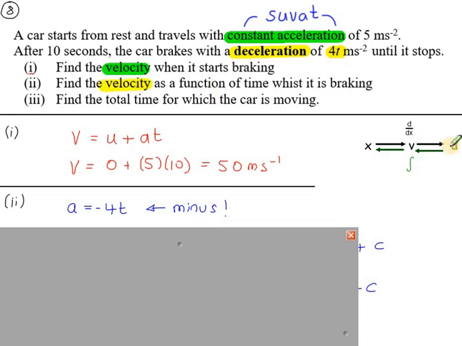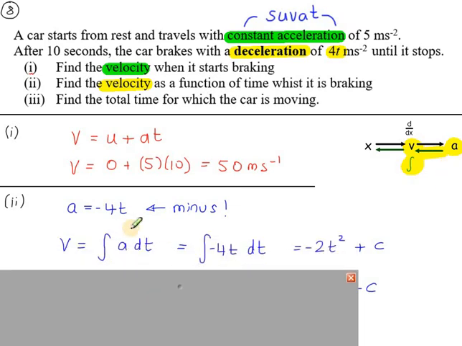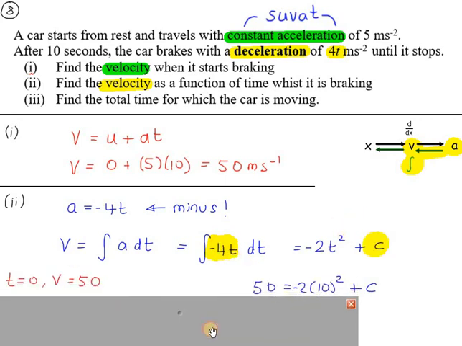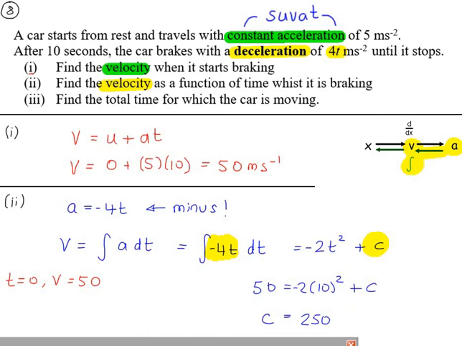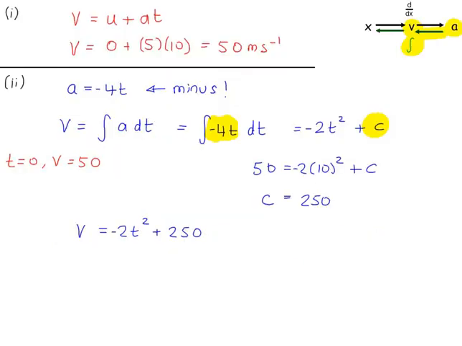We're looking for velocity, so we're here. To get to velocity, we need to integrate. So we're integrating. Constant of integration. Initially, v equals 50 meters per second. Substitute the values in, work out the value of the constant. So we have v is equal to minus 2t squared plus 50.